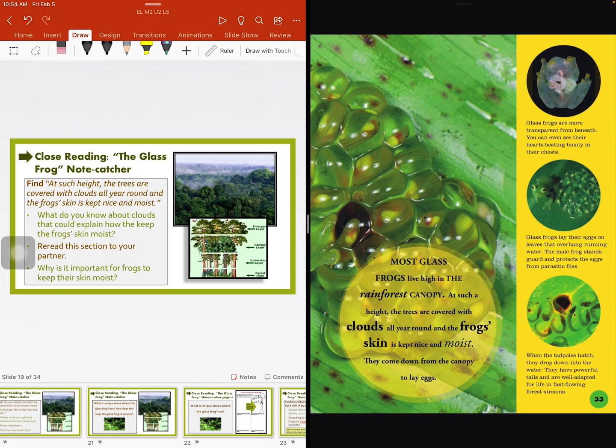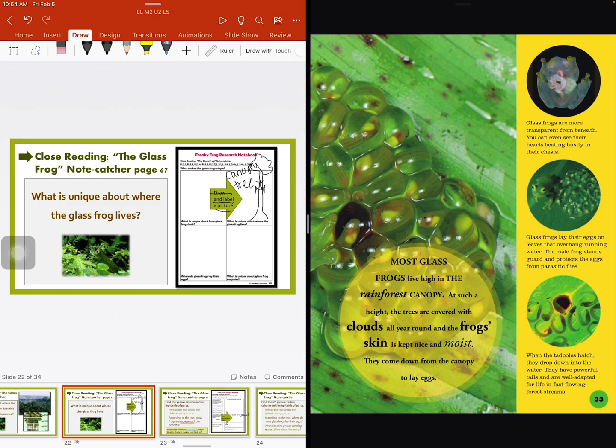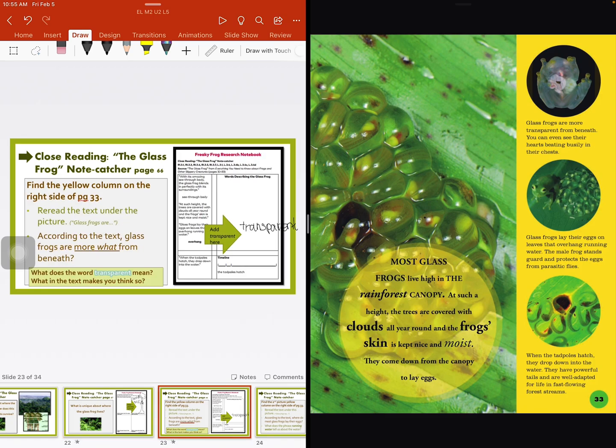All right, a lot of these next slides are repeated, so I'm just going to go past them. What is unique about where the glass frogs live? So right in that box, you're going to draw and label. I'm sure you can do a much better job than I did. So if you need more time, press pause. All right, and now we're going to page 33 again, and we're going to look at just this yellow column over here.